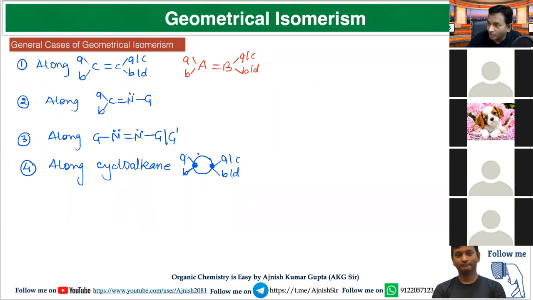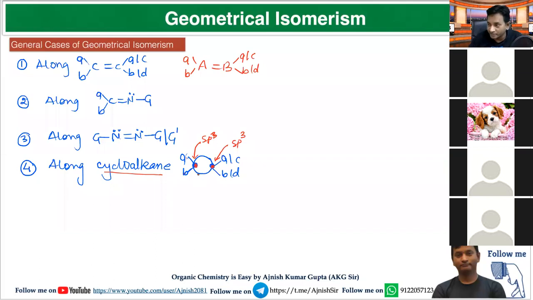Think for cycloalkene, this carbon is sp3. This carbon is sp3. It is important to remember: when you think about cycloalkane, at least 2 sp3 carbons are present which have different substituents.